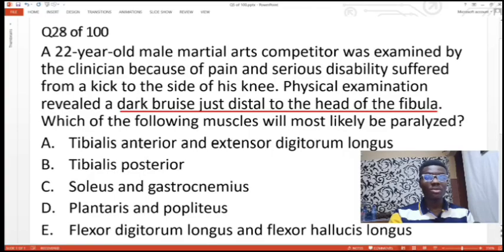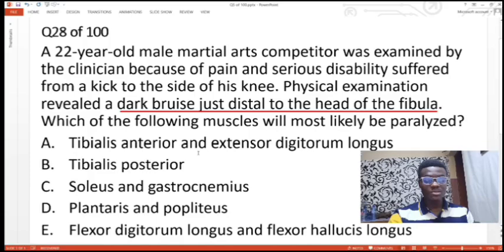And then the lateral compartment, supplied by the superficial peroneal nerve, has the fibularis brevis and the fibularis longus, or the peroneus brevis and the peroneus longus. These two muscles are responsible for eversion of the foot. So let's go to the question and identify which muscles will be paralyzed due to an injury to either of these nerves. Keep in mind the common peroneal nerve was the one actually affected, so both the anterior compartment muscles and the lateral compartment muscles will be affected.